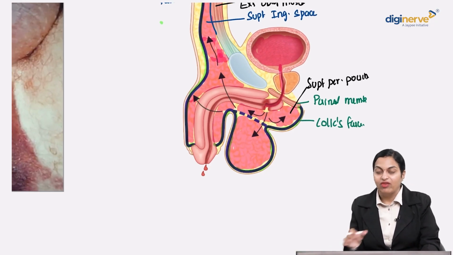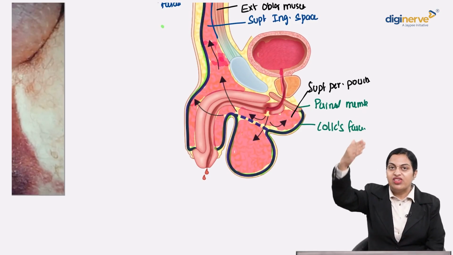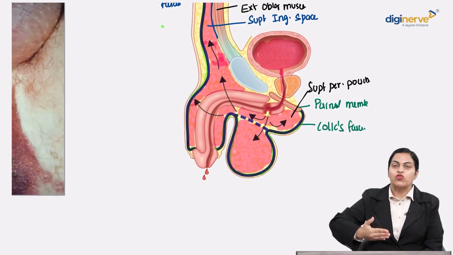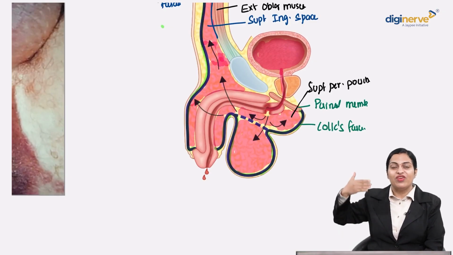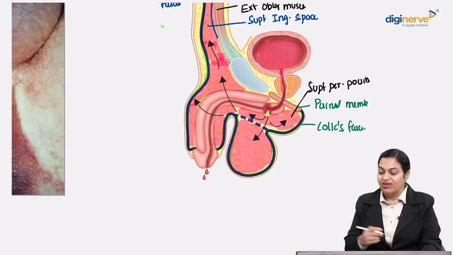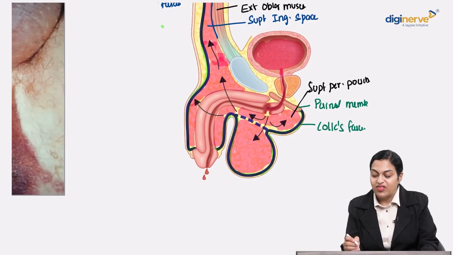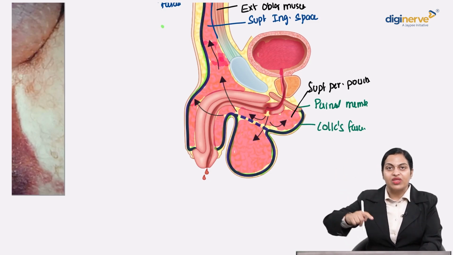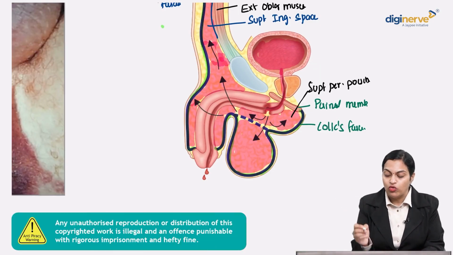I'll repeat that again for you. Scarpa's fascia is continuous with the fascia of the penis, with the dartos muscle of the scrotum, and with the Colles fascia that fuses with the posterior aspect of the perineal membrane. And you can see that the space beneath Scarpa's fascia becomes continuous with the space around the penis, around the scrotum, and with the superficial perineal pouch.